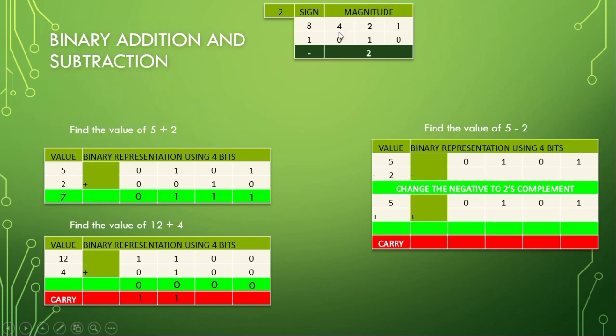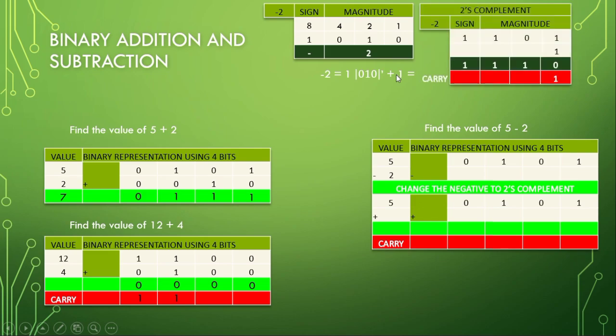So this is the representation in sign and magnitude of negative 2 using 8 bits. Sorry, using 4 bits. So we have negative 2. Changing this value to 2's complement, we have our 1, which is our sign bit, and then we have 0, 1, 0. We're going to get the inverse, so this is going to be 1, 0, 1. 1, 0, 1 plus 1. 1, 0, 1 is 5, and 5 plus 1 is equal to that value there.